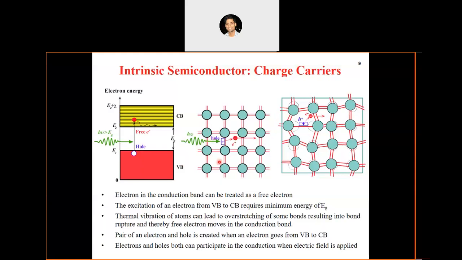And both of these species are mobile, they are free to move. We know that an electron can move in a crystal, which we have discussed quite a lot in the previous chapter. But in this case, even the hole can also move. We discussed it very briefly in the previous chapter. What happens is that when the hole is created, it can move by the movement of electrons from the neighboring bond.